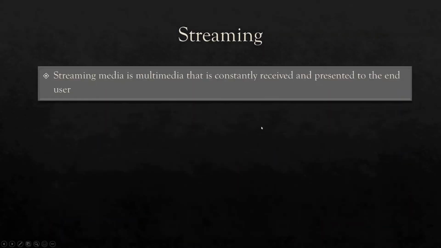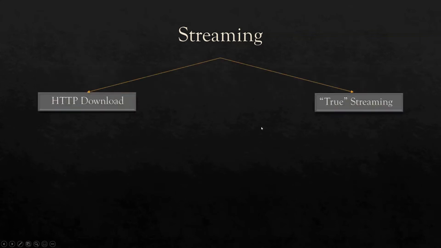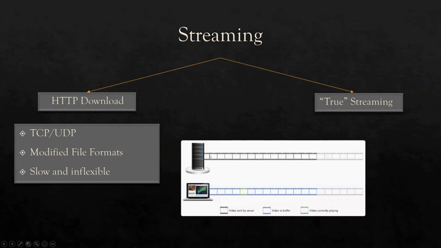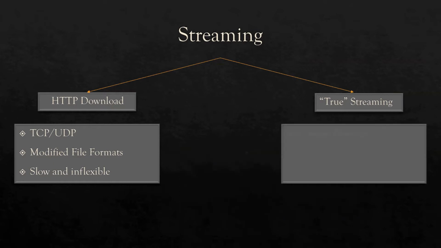Streaming media is multimedia that is constantly received and presented to the end user. Streaming can be categorized into two parts: HTTP downloads and true streaming. HTTP downloads are a modification of a normal download that utilizes traditional TCP/UDP infrastructure. It has modified file formats, and it's slow and inflexible. By that, I mean the server sends a massive burst of video buffers to the client, which plays the video from the buffer in hand. In the case of true streaming, we have fully custom protocols.